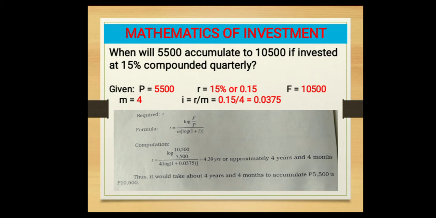So let's substitute it to the original formula, wherein what we are required to find is T. Therefore, T equals logarithm of F over P all over M log 1 plus I. We substitute the given. So logarithm of 10,500 divided by 5,500 all over 4 times log 1.0375. So let's do the math. Check on your calculator. You have 4.39 years. To convert the 0.39 into months, that will be 0.39 times 12, that is approximately 4. So approximately, it would take 4 years and 4 months to accumulate 5,500 to 10,500. So your answer must be 4.39. To be exact, that will be 4 years and 4 months. So what you're going to do is just substitute the given.